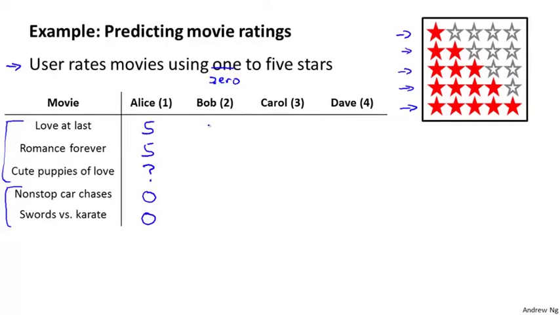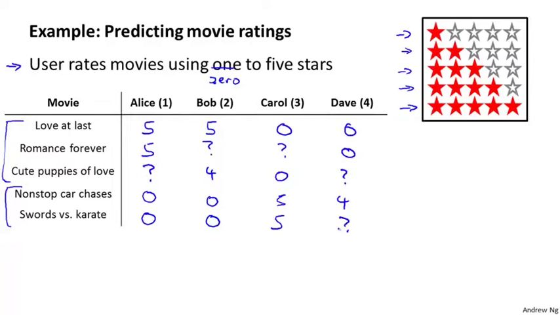Karate. And a different user, Bob, user 2, maybe rates a different set of movies. Maybe he likes Love at Last, did not watch Romance Forever, just had a rating of 4, a 0, a 0. And maybe our third user rates the 0, did not watch that one, 0, 5, 5. And let's just fill in some of the numbers.